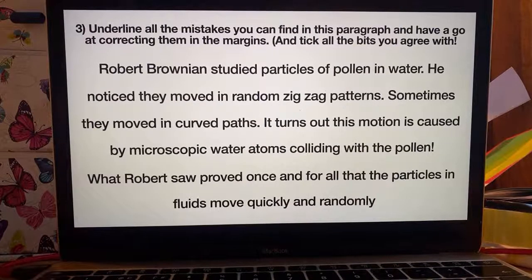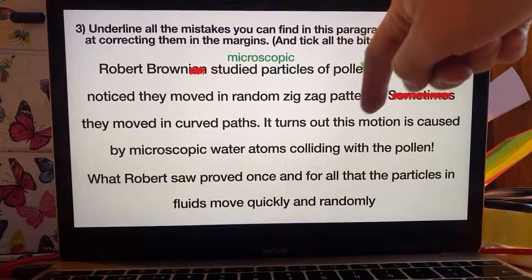All right, let's do this then. It's Robert Brown, innit? It's not Robert Brownian. Studied particles of pollen in water. I'm okay with that. They are particles, aren't they? You could add something here. You could say microscopic particles. That would be even better. Robert Brown studied microscopic particles of pollen in water. He noticed they moved in random zigzag patterns.